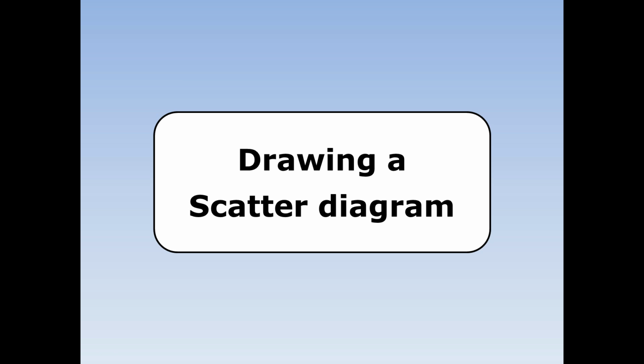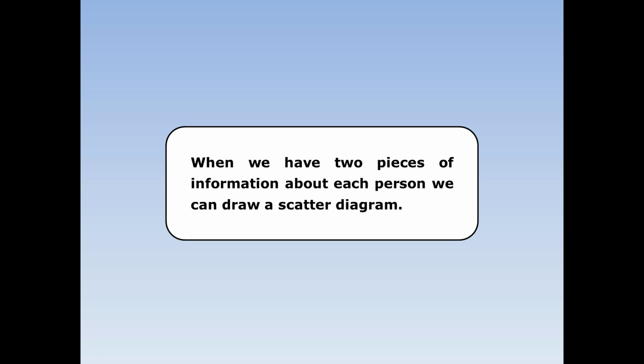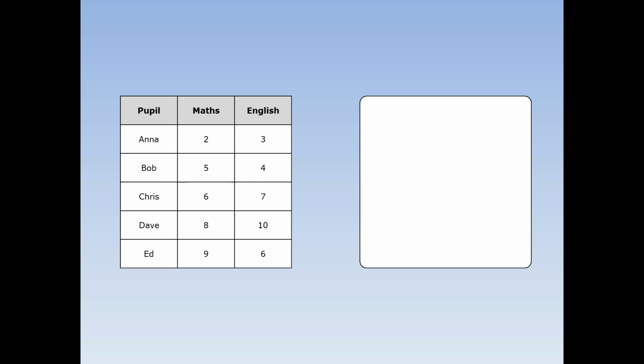Drawing a scatter diagram. When we have two pieces of information about each person, we can draw a scatter diagram. Here we have a table of results for 5 pupils. They each took 2 tests, a maths test and an English test. Because we know 2 things about each pupil, we can draw a scatter diagram.